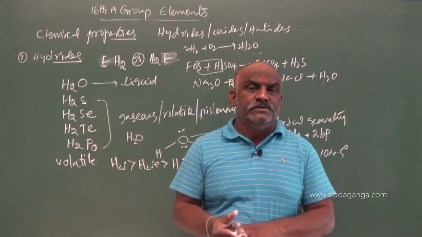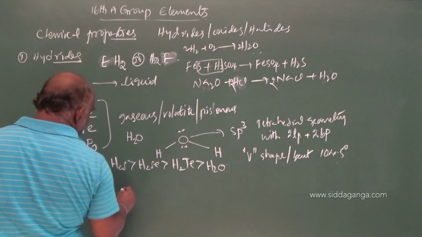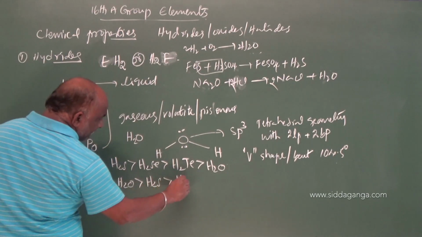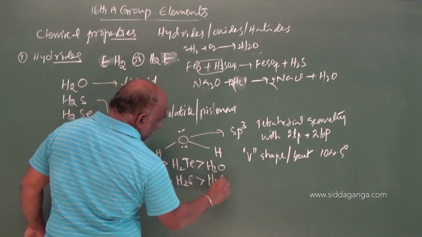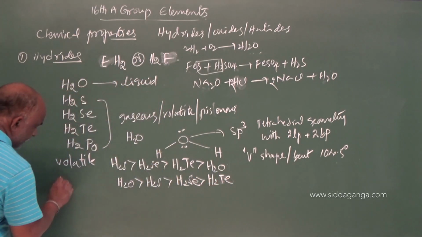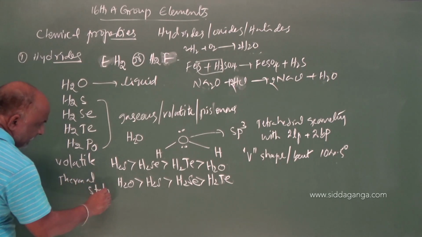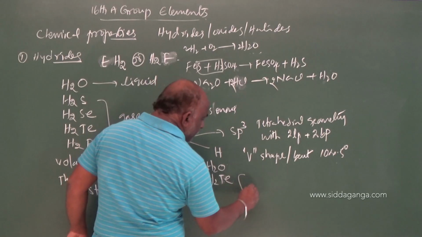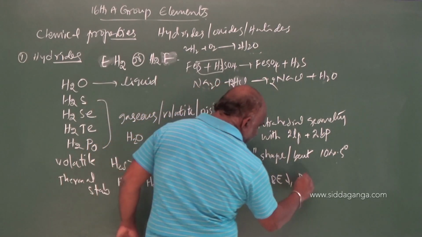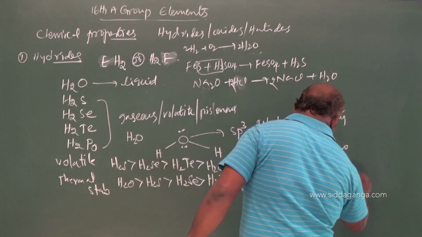Thermal stability of 16th group hydrides, what is it? H2O greater than H2S greater than H2Se greater than H2Te. This is the thermal stability. It is explained in the form of bond length increases, bond energy decreases down the group.